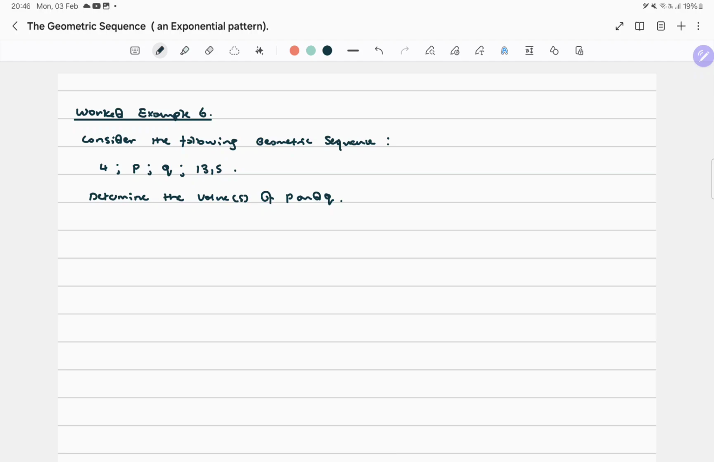Anyway, let's just take our last example, guys, and cut this video before it becomes too long. Example 6 says, consider the following geometric sequence. Again, we are given the identity of the sequence, so we know what to do now. We're going to use the idea of the common ratio. Now let's have a look. We've got 4, P, Q, and 13,5, and of course this may go on and on. Now we are to determine the value or values of P and Q.